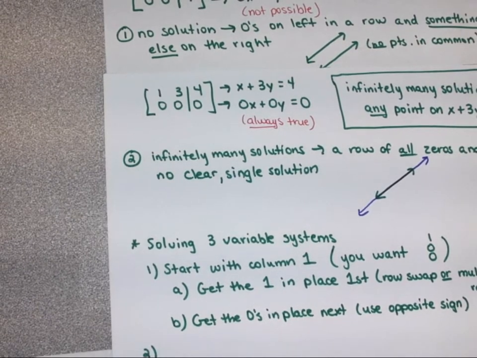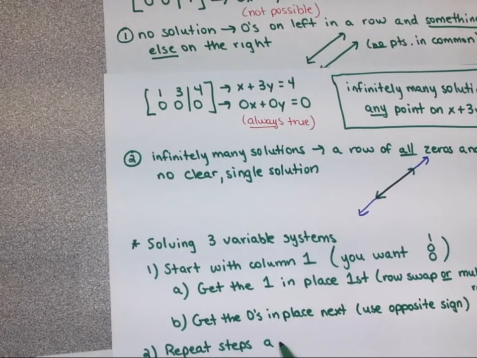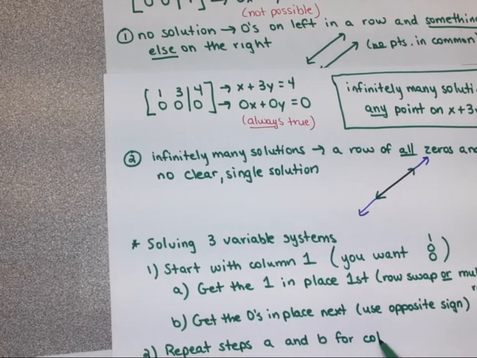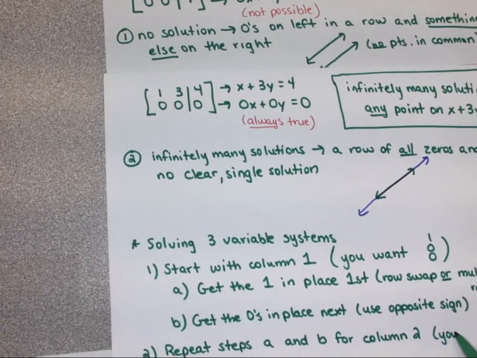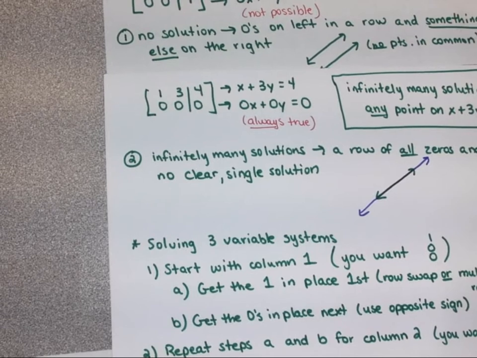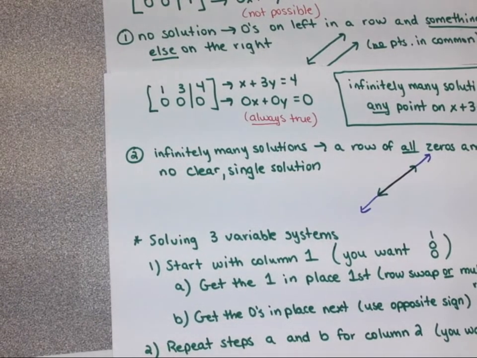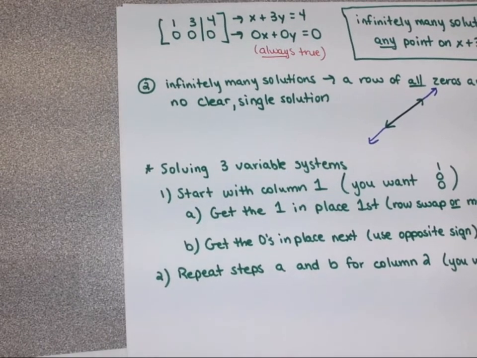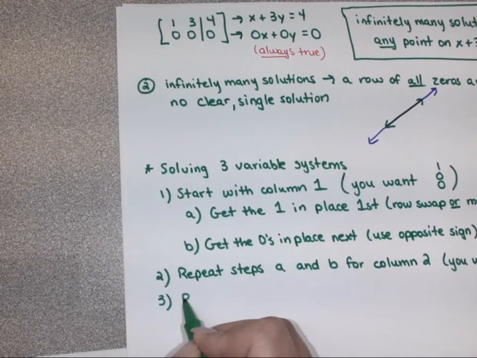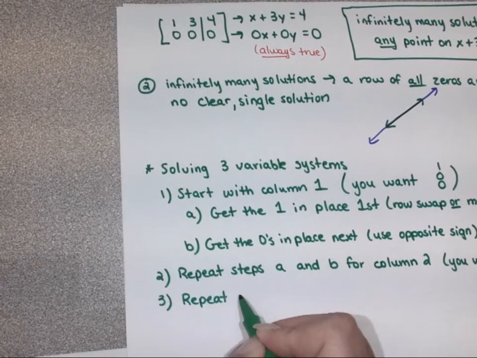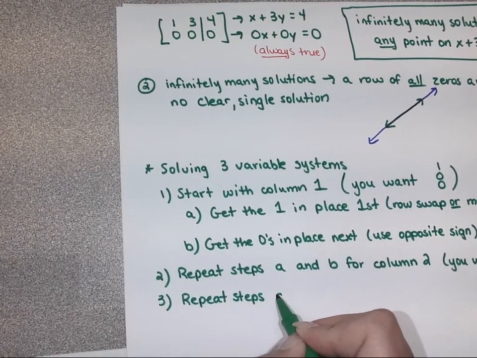So step number 2 is once column 1 looks good, you're going to move on to what? Column 2, okay? So you're going to repeat steps A and B for column 2, but what you're going for with column 2 is a little different, right? So what do you want column 2 to look like? 0, 1, 0, good. So then I think you can guess the third step, but what's going to be the third step? Now that you fixed columns 1 and 2, you need to fix column what? 3, and then you'll be good to go.